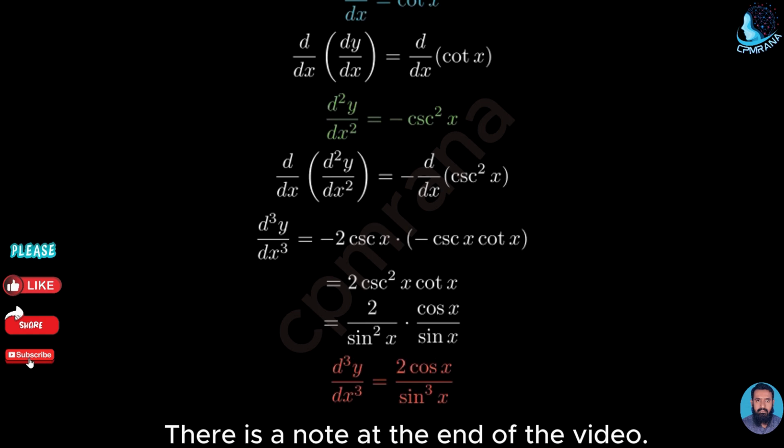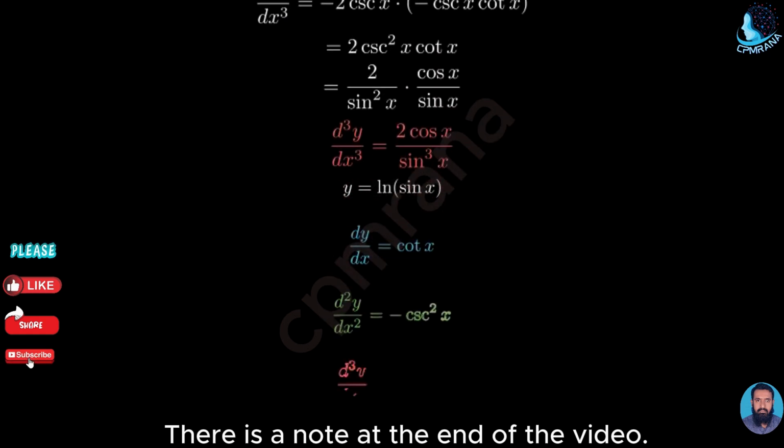Let's summarize our results. Starting with y equals natural log of sine x, we found the first derivative is cotangent x, the second derivative is negative cosecant squared x, and the third derivative is 2 cosine x over sine cubed x.